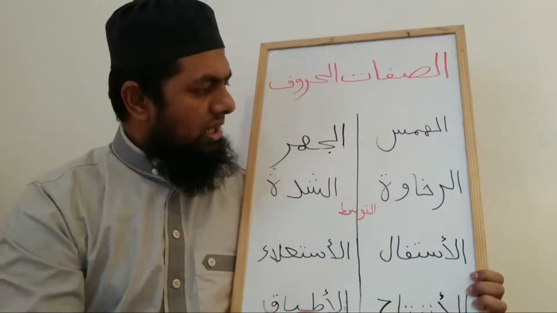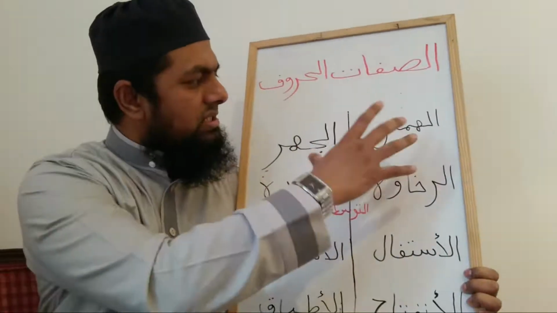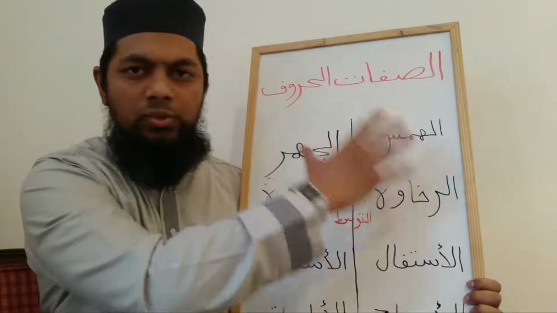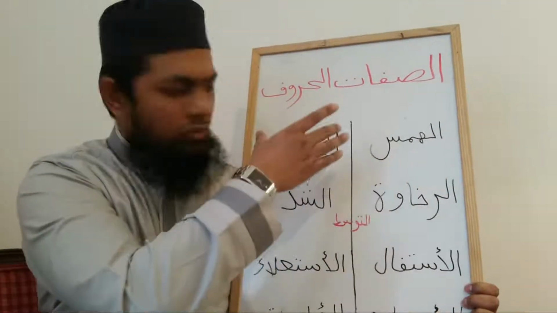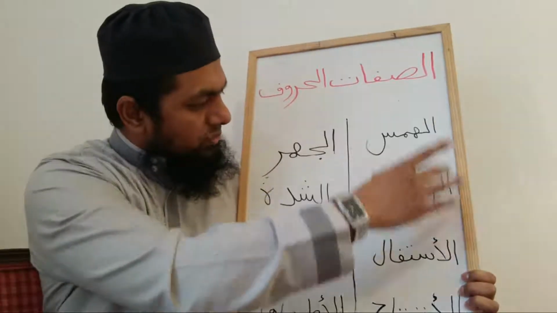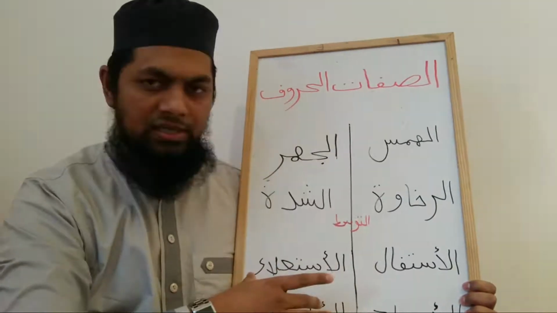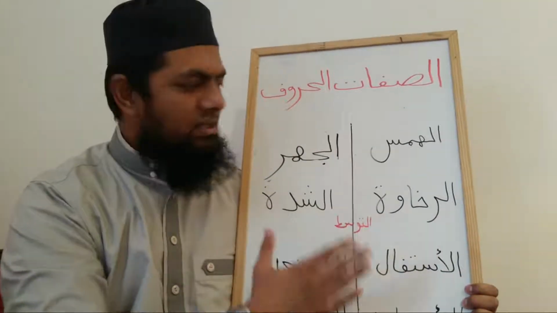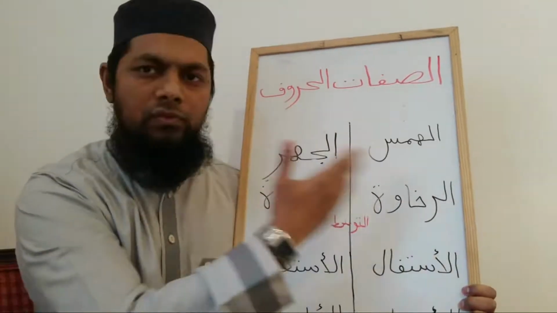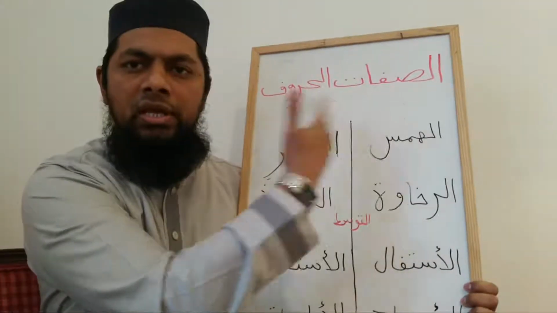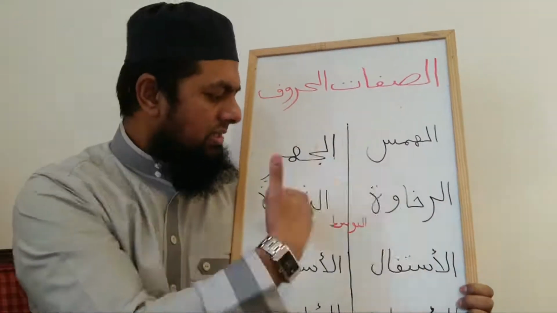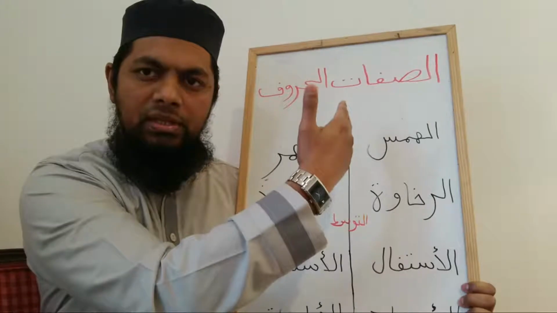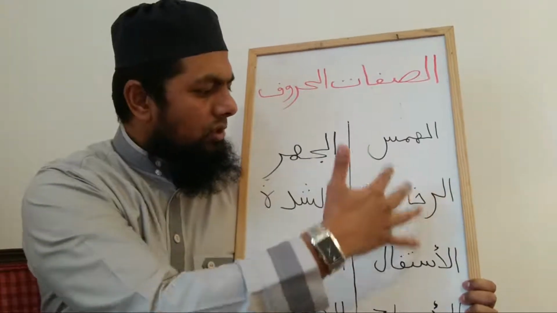I put them in order in terms of strength and weakness. The strong ones mainly on this side, and the weaker ones on this side, and the stronger ones on this side. This is how I keep it in mind. But you can write it either way, whether al-jahr first and hams second, or al-rikhawa and al-shidda. But remember, these are the four I mentioned here.